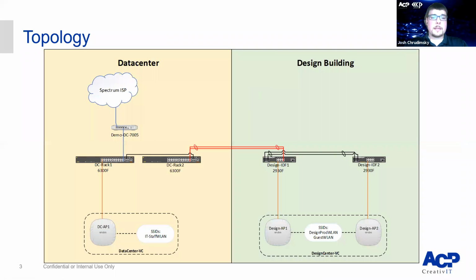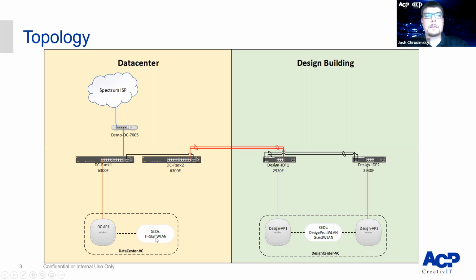So here's our topology that I built for today. You don't need to memorize this or anything, but I just wanted to go over a little bit of what we have. So we actually have two buildings. We have a data center building and we have a design building. In the data center building, that's where we have our ISP. Our firewall device is an Aruba 7005 gateway. And then we have two 6300 switches that are linked together. And we have an AP in that data center that has a staff WLAN.